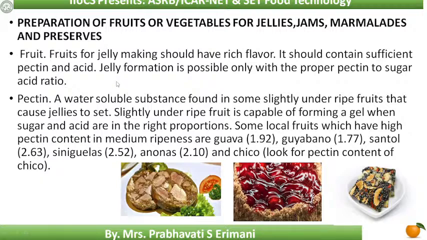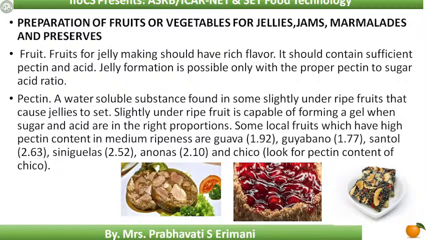So how can we prepare fruits for jelly? They should be rich in flavor and contain enough pectin and acid. See, this is marmalade, jelly and all, you can see here. Jelly formation is possible with non-veg also, actually. Okay, with meat, jelly is used. But it is possible only with the proper pectin to sugar to acid ratio.